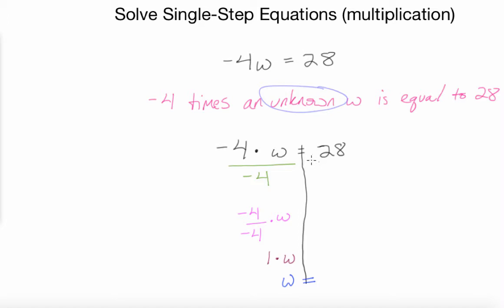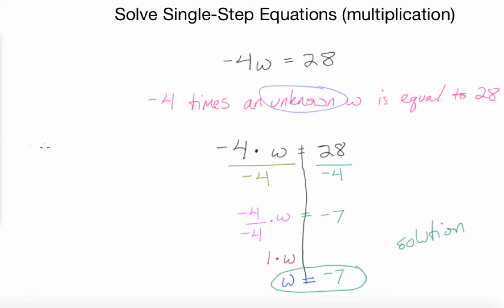So let's go back. If I divide the left side by negative 4, I need to divide the right side by negative 4. 28 divided by negative 4 is going to be negative 7. So it looks like our solution should be that w equals negative 7.